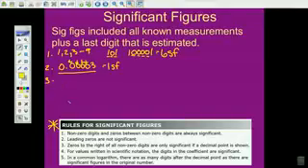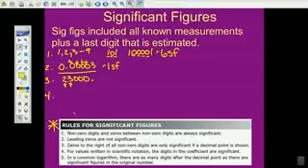Zeros to the right of all non-zero digits are only significant if a decimal point is shown. So if I have 23,000, only these 2 digits count as significant. These zeros are not significant. So this would have 2 significant figures. Now, if I add this decimal point, I have made all these zeros significant. That means I can report this number with precision and accuracy to 5 significant figures.